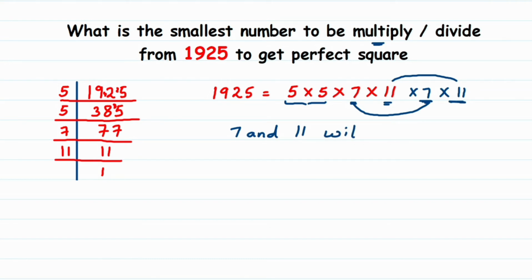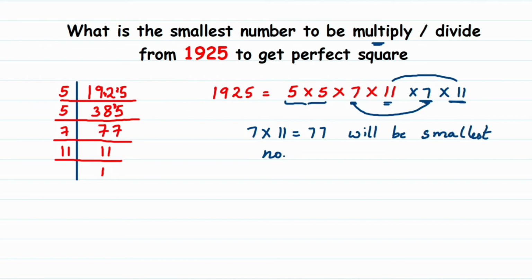So 7 into 11, which will be 77, will be the smallest number to be multiplied here. Okay, now we got the smallest number, that was 77, because 7 into 11 becomes 77.